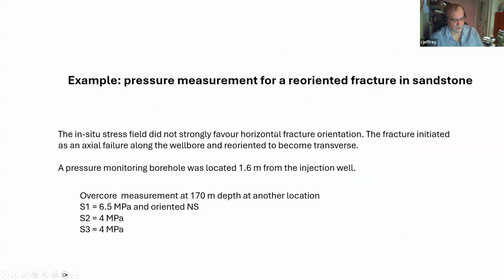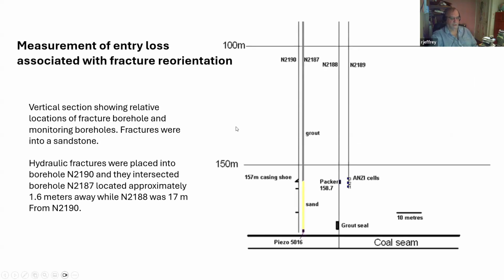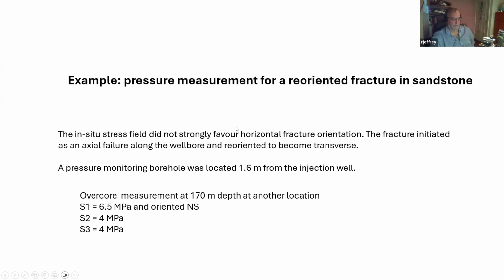And finally, I wanted to talk about a case which shows the effect of reorientation from a fracture that breaks down axially and then grows transversely in a rock. In this case, it was, again, a thick sandstone, strong roof above a coal seam. And let me go back to that. We measured by overcoring. This was a project done between CSIRO and SCT again when I was at CSIRO.